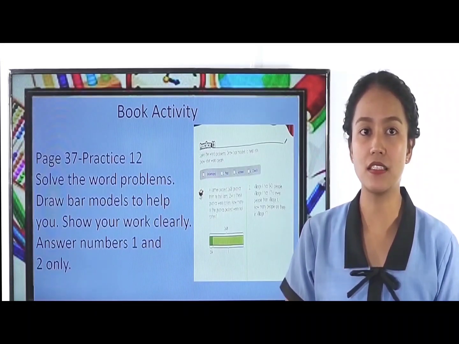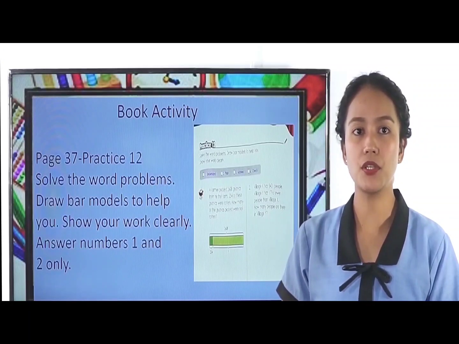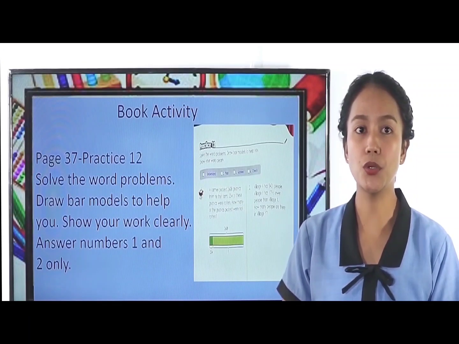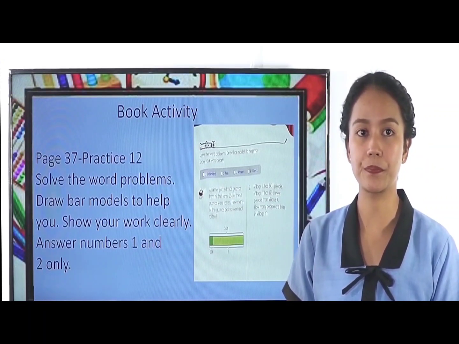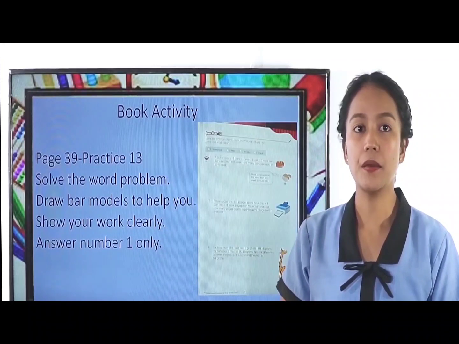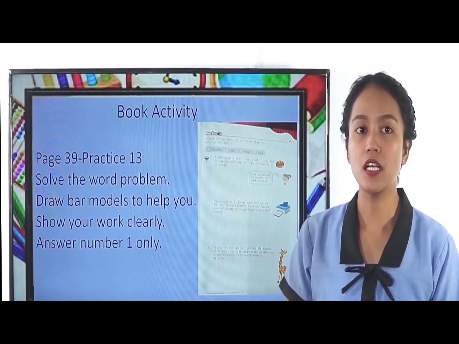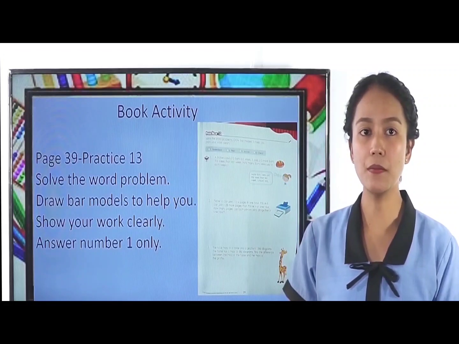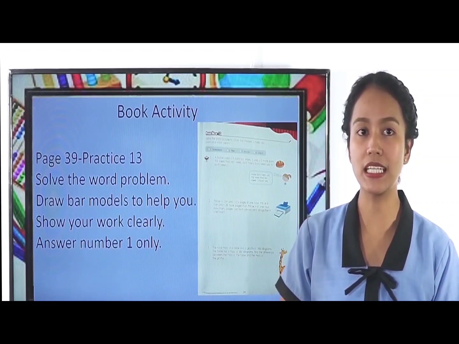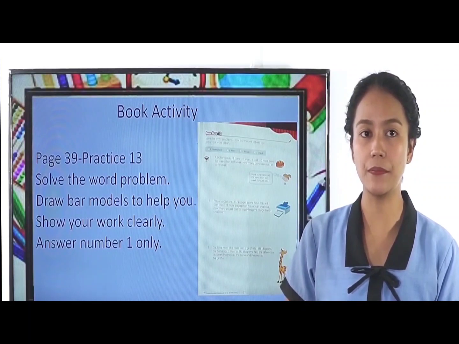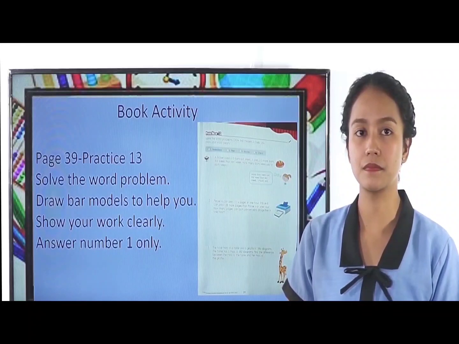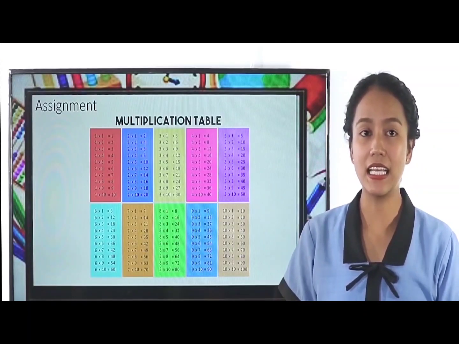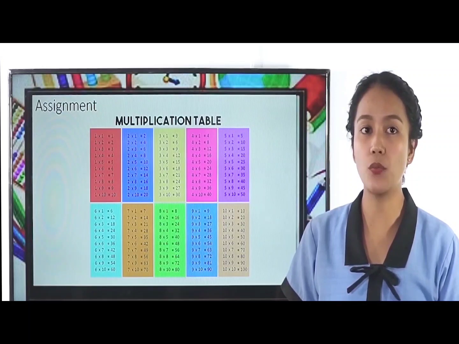Page 37, Practice 12. Solve the word problems. Draw bar models to help you. Show your work clearly. Answer numbers 1 and 2 only. Page 39, Practice 13. Solve the word problem. Draw bar models to help you. Show your work clearly. Answer number 1 only. For your assignment, kindly memorize the multiplication tables 1 to 10 as a preparation for our next lesson.